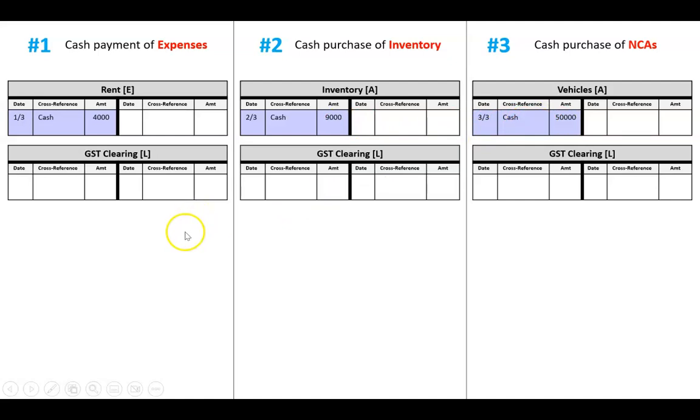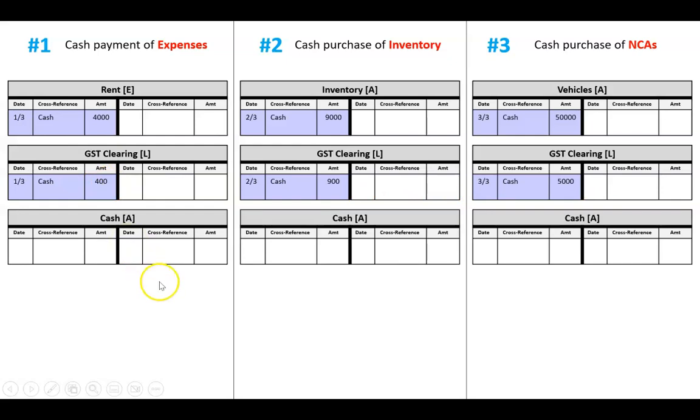Then with the GST clearing, because we paid GST, that was a debit with a reference to cash. So that was the same every time. Obviously the amounts are different, but we're just worrying about the debits and credits now. And then lastly, with the cash at bank, every time when we paid something, cash went down. So that was a credit, credit, credit. It's just the reference that changes.